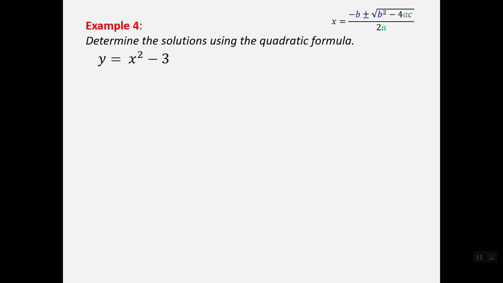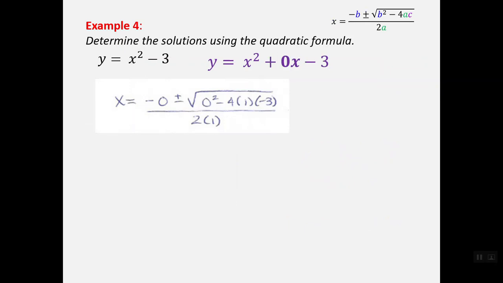Let's try one more. All right, now what's important when you take a look at this is you've got to make sure you know what your three terms are. So I'm going to rewrite this one as y equals x squared plus 0x minus 3, because it's important to have the x term in there so that your b value is accurate. So when we go to plug it in, x equals the opposite of b, and we see that b is 0, plus or minus the square root of b squared, which is 0 squared, minus 4ac, which is minus 4 times 1 times negative 3, all over 2a, 2 times 1.